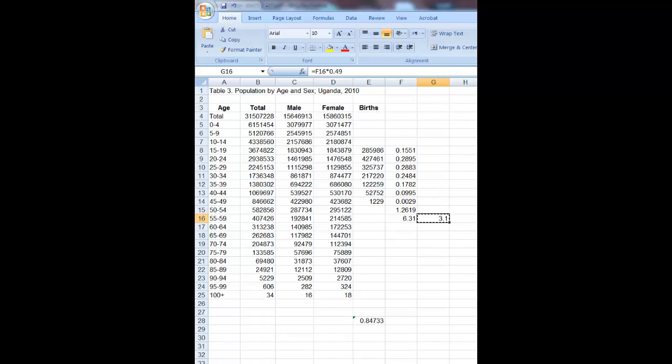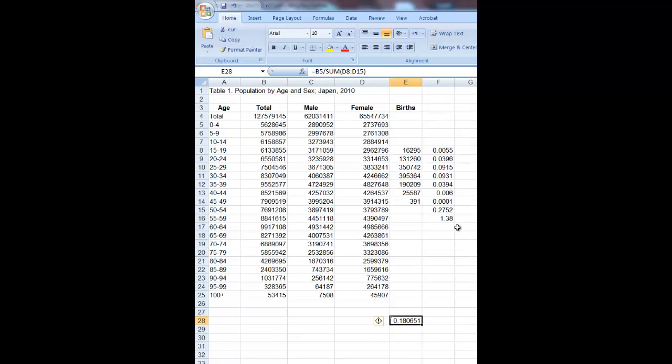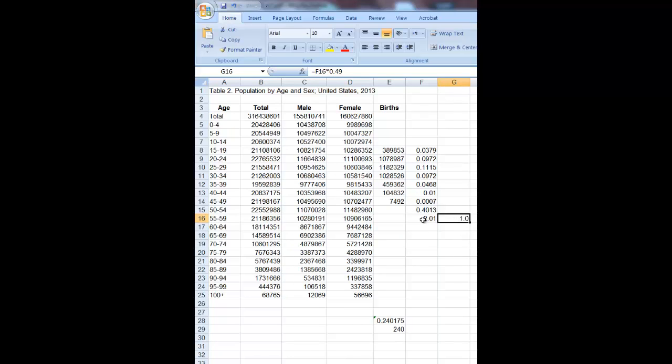And I'm just going to copy that and pop it into my United States, where I get a 1, and my Japan, where I get less than 1. So in Japan, at the moment, their gross reproduction rate, as well as their TFR and everything else we see, shows that they are a population that is not able to reproduce itself. In the United States, just.